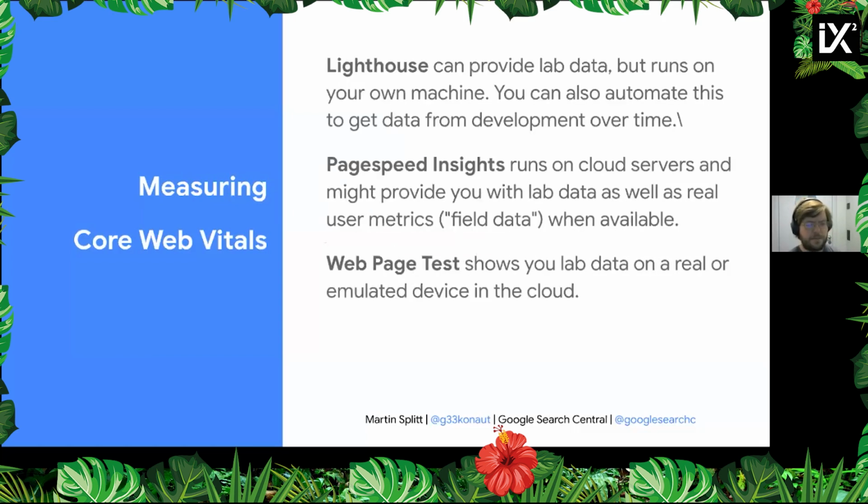I already spoke a little bit about Lighthouse. Great for getting lab data, great for running it on your own machine. But because it runs on your own machine, if your machine happens to be, I don't know, converting video while you're running it, it might get different data. If you have certain extensions installed, you might get different data. If your internet is just being a little laggy right now, then you might get different data than what the real users are seeing.